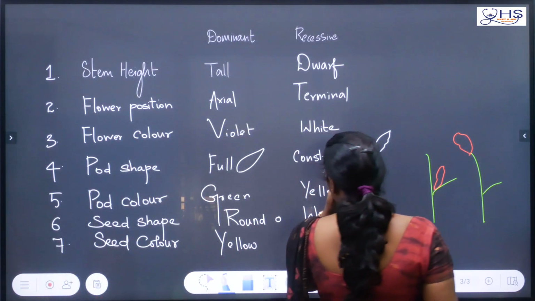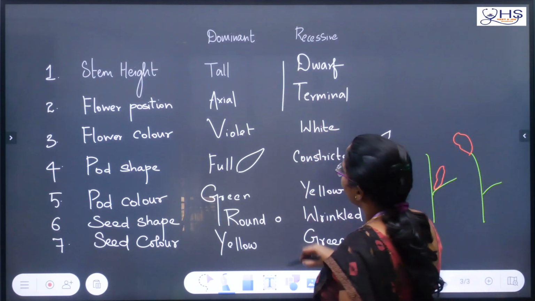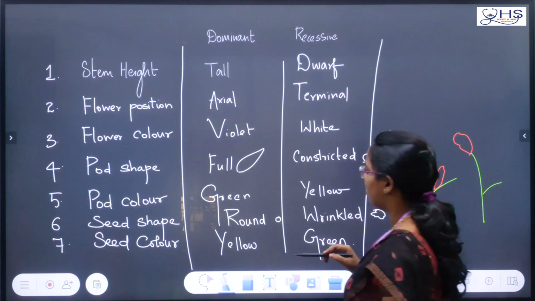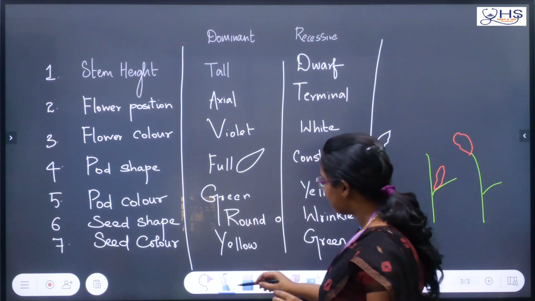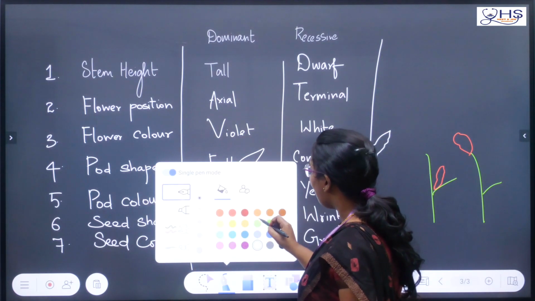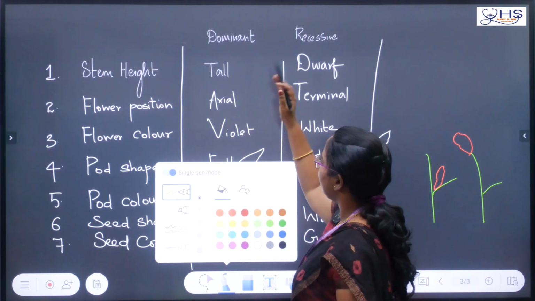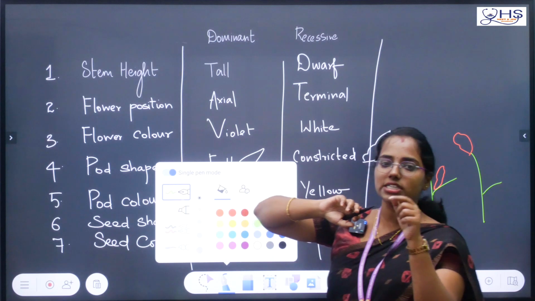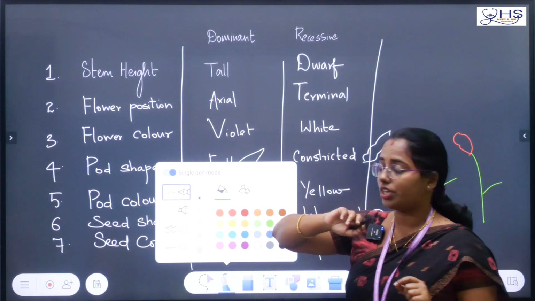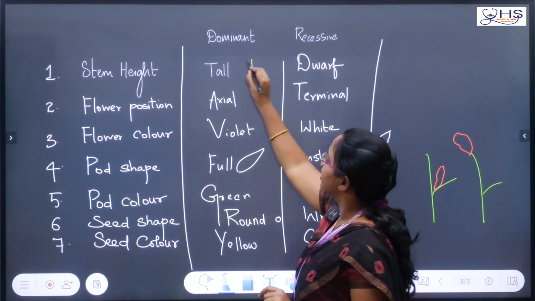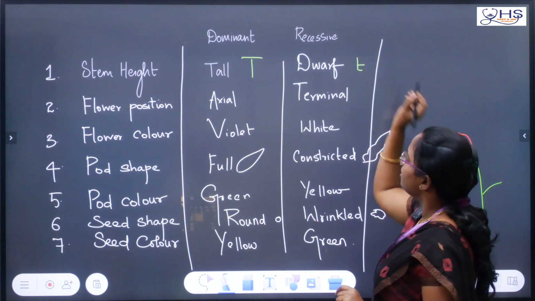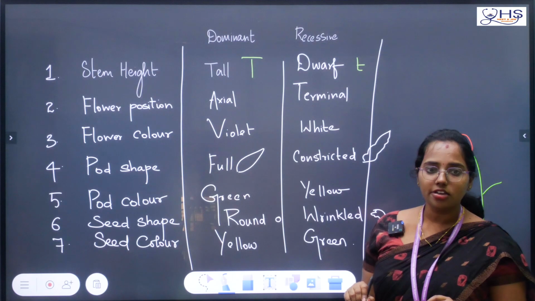Okay, so 7 characters, clear, which is dominant, which is recessive. How do we represent this on paper? Suppose we take the first character, tall and dwarf. We have to take the first letter, the first alphabet of the dominant trait. Tall is represented by capital T and dwarf should be represented by small t. Okay, capital T, small t.